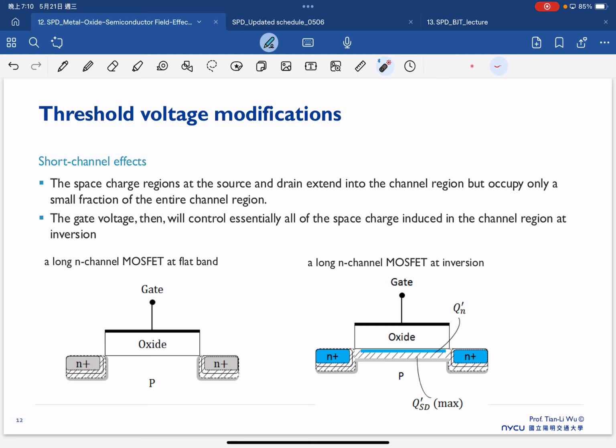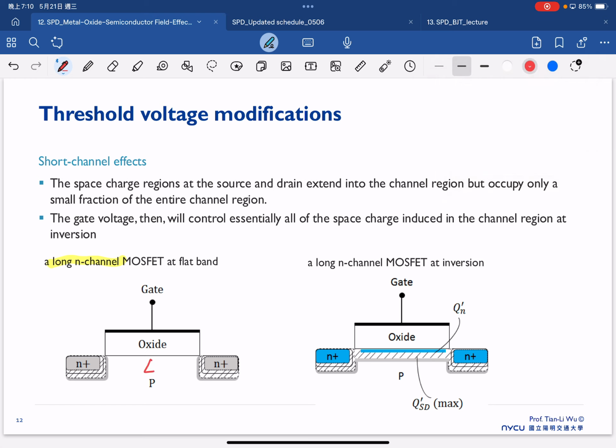So once we start to scale our device, and our device gets smaller and smaller, then we start to face the issue that we call the short channel effects. The short channel effect is also related to the space charge region, the depletion region between these two junctions.